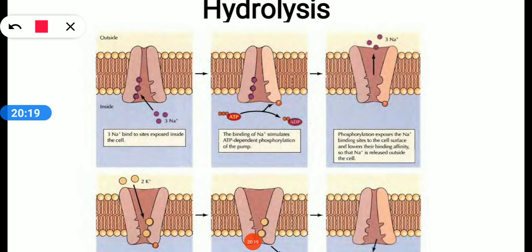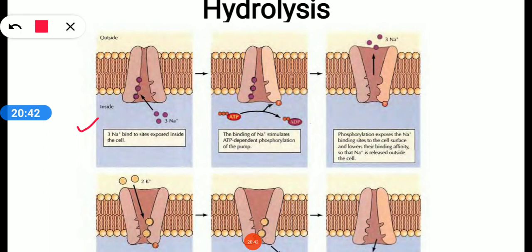Okay, so what does this sodium potassium pump do? Since Na positive is higher on the extracellular side, it transports Na positive ions from the cytosolic side to the extracellular side. So what happens? See here in this first diagram, that 3 Na positive ions bind on the cytosolic side of this pump, the sodium potassium pump.